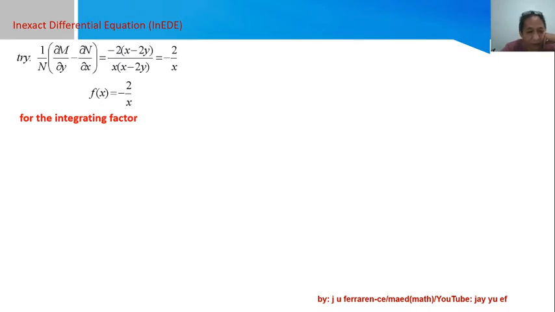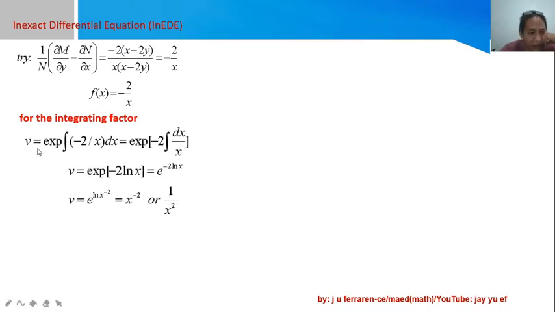So for the IF, we have a formula. Our IF is equal to the exponential of the integral of f of x dx. So we have an exponential. Minus 2 is a constant factor, so I can take out the minus 2. What is left when I integrate is dx over x. So exponential of minus 2 times, by formula, ln x. To simplify further, because this is e and I have ln, I make my 2 a power of x.